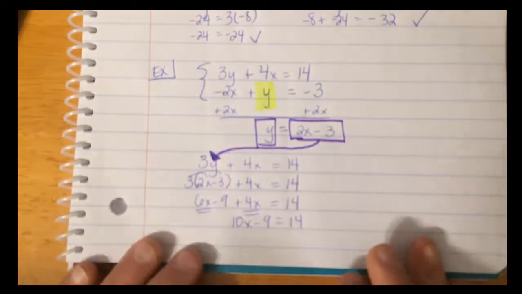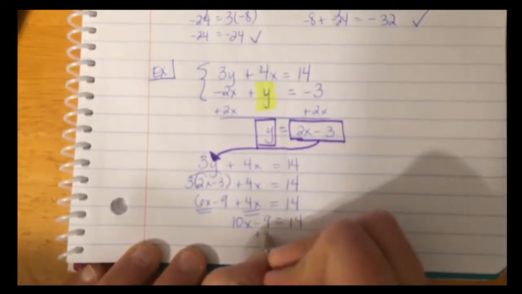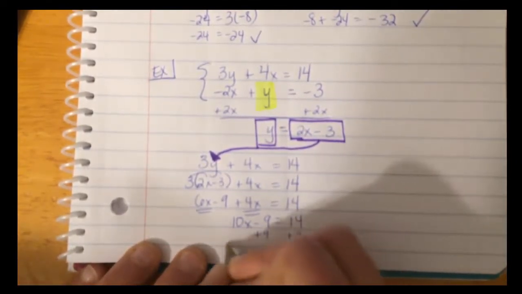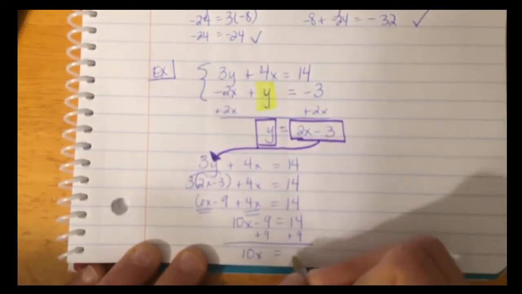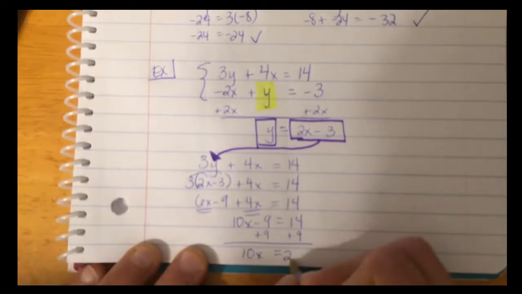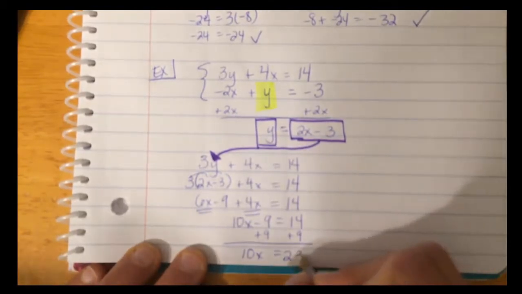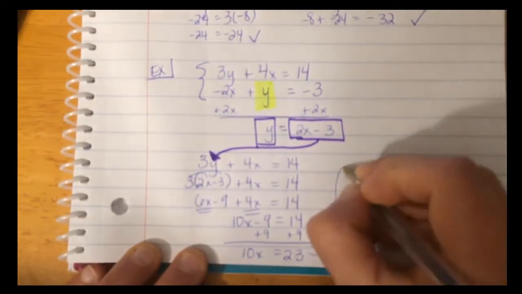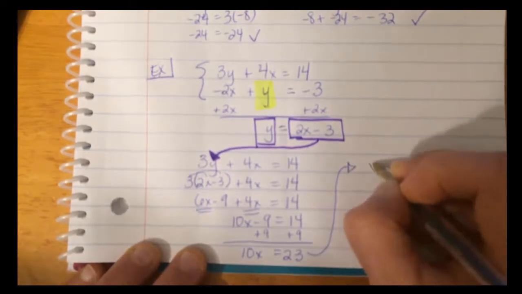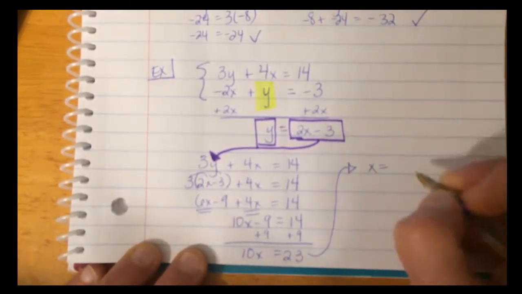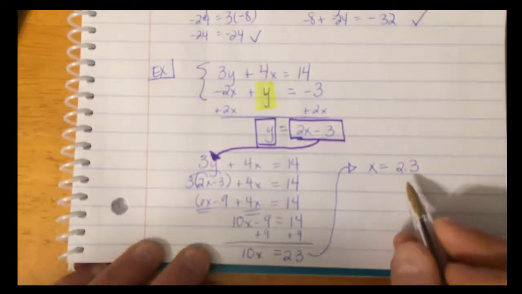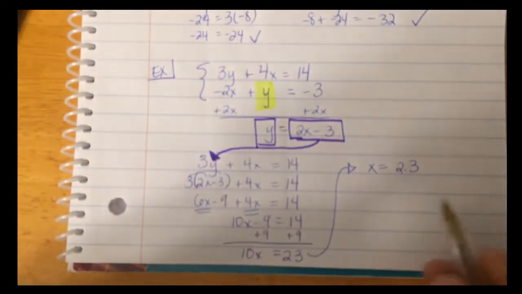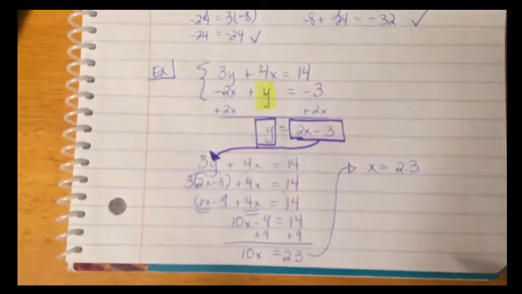I'm going to go ahead and add 9 to both sides. I've got 10x equals 23. So that means that x is going to be 23 divided by 10, which is 2.3. Now, don't forget, you're not done yet. You need to go back and plug in to find the y value.